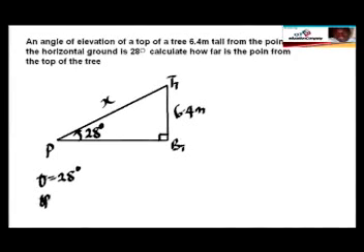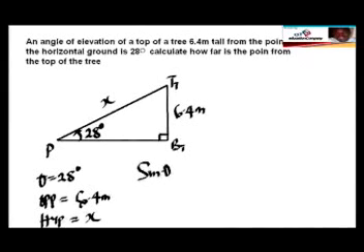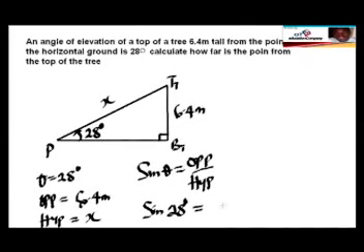The opposite, OPP, is the opposite of the angle given, which is 6.4 meters. The hypotenuse, HYP, is given as X. Now, what's the relation between opposite and hypotenuse? We'll be looking at sine. We'll say sine theta is equal to opposite over hypotenuse. So that becomes sine 28 degrees is equal to opposite, which is 6.4, over hypotenuse, which is not known, so we'll call it X.